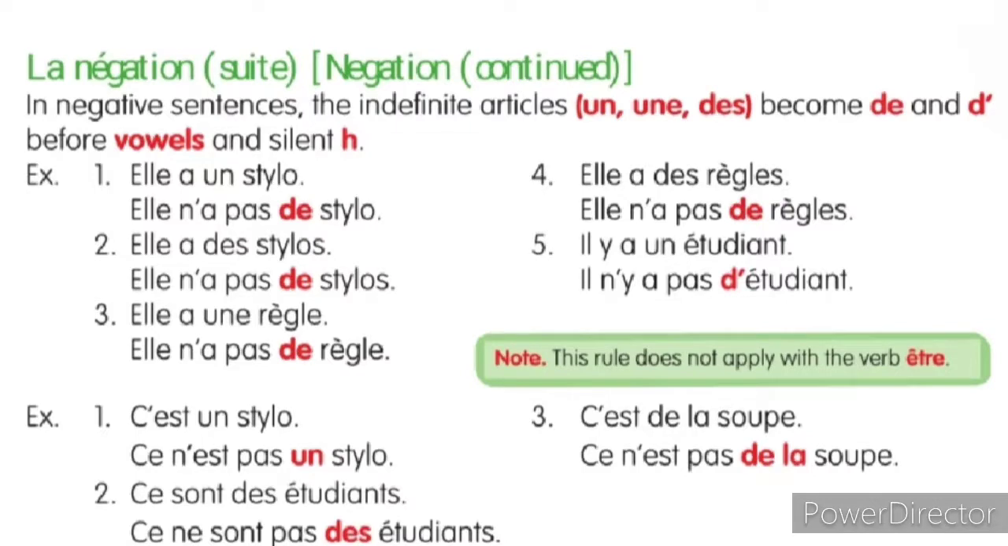De is used for the noun which starts with a consonant. Consonant means except a vowel, all the letters are consonants. D apostrophe is used for the noun which starts with a vowel. For example, elle a un stylo. Here a is the avoir verb. Elle n'a pas de stylo.